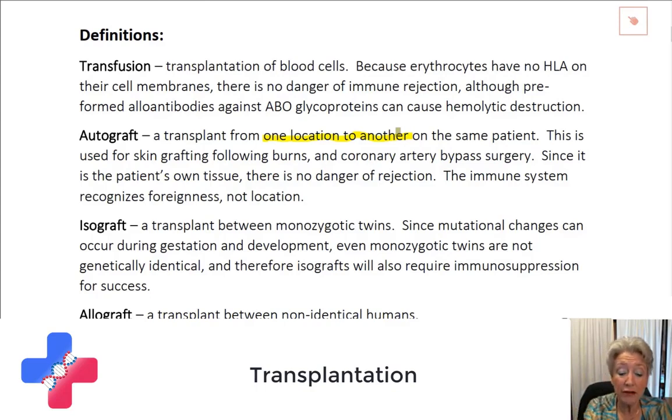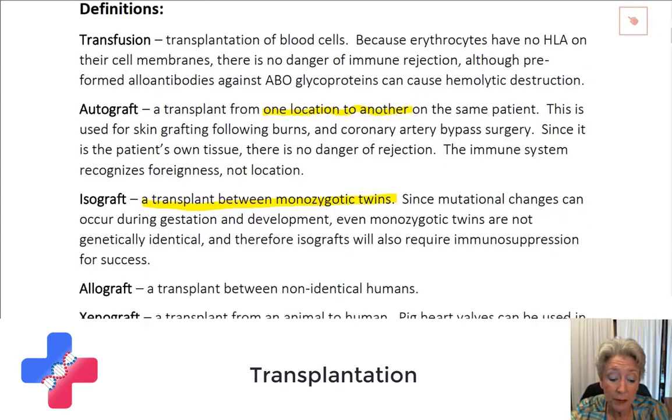An isograft is a transplant between monozygotic twins. And realize even monozygotic twins, which are said to be genetically identical, even they have minute changes that are going to happen during gestation and development. So even they are not truly identical and would need to be immunosuppressed. It's true that we probably would require less immunosuppression, but still there would be some required.